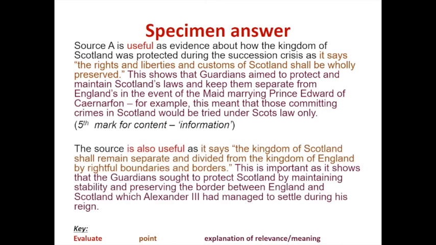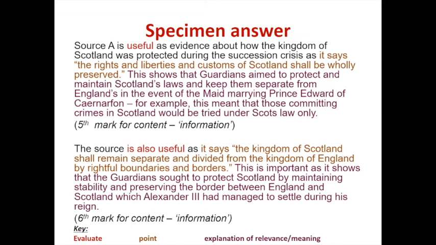So the next mark is going to be based on content too. It says the source is also useful, so making a judgment again is my evaluation. As it says, and here's my quote, the Kingdom of Scotland shall remain separate and divided from the Kingdom of England by rightful boundaries and borders. Good, so I made my point, now I need to explain it.